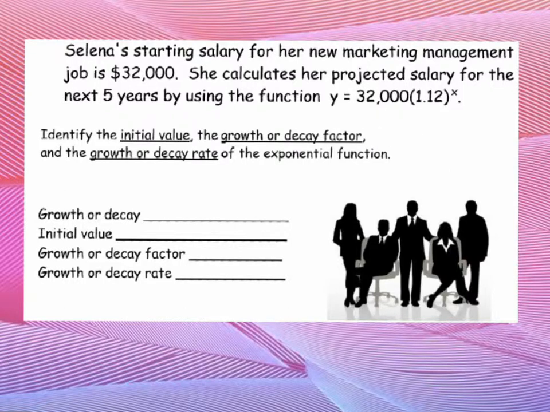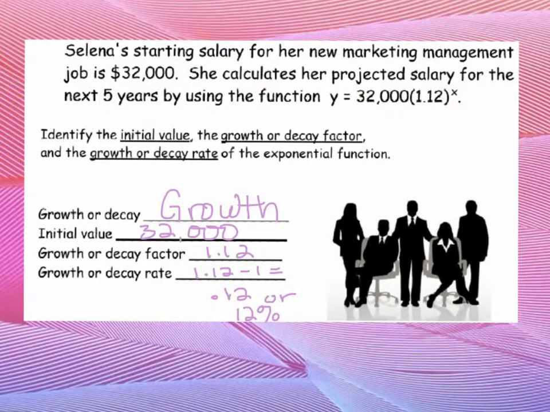So now let's go ahead and identify whether this is growth or decay. Will her value of money increase or decrease over the 5 years? Identify her initial value, her factor, and her rate. Okay, hopefully you were correct in your answers. Let's go ahead and check to see. Let's review what we have here.